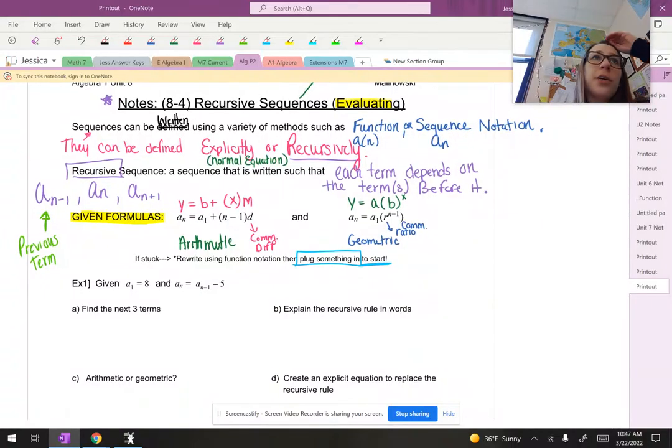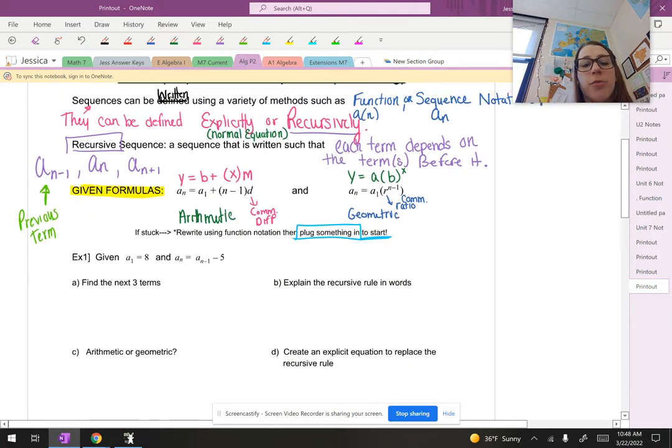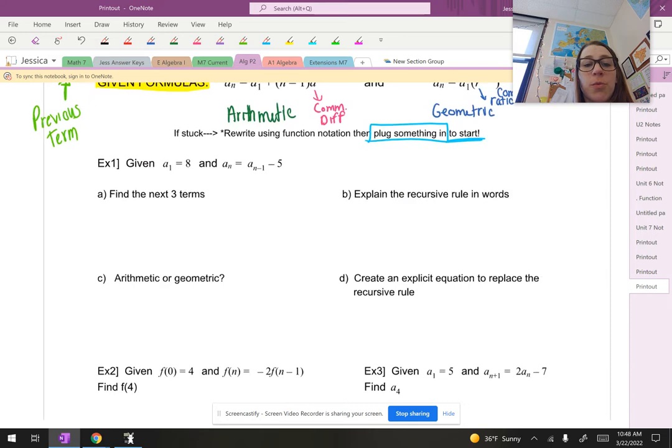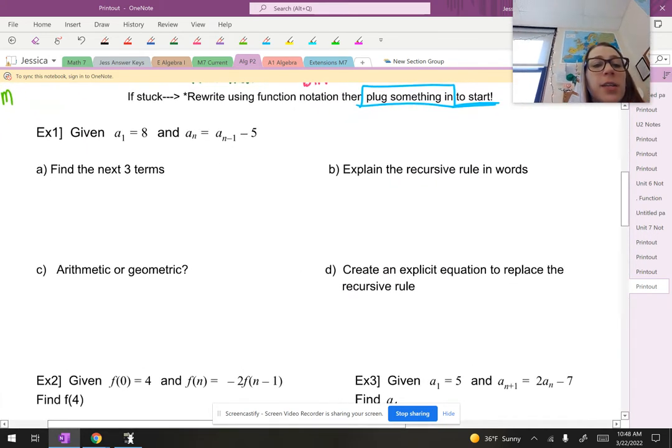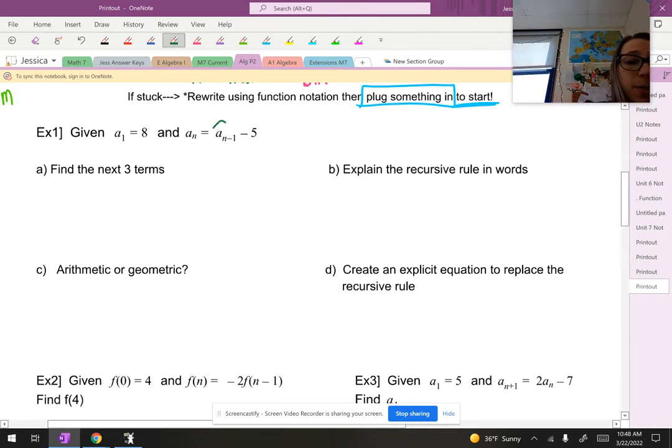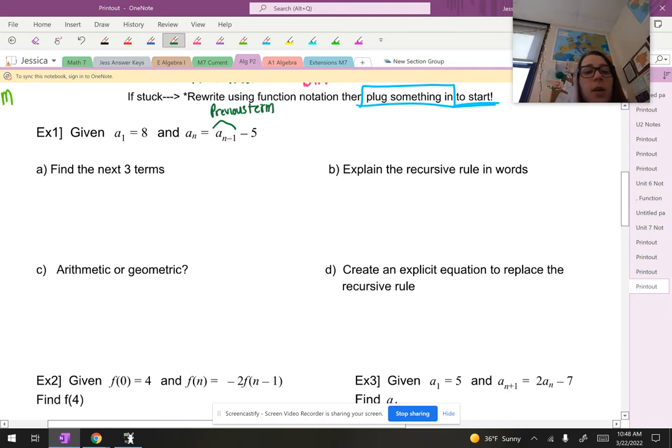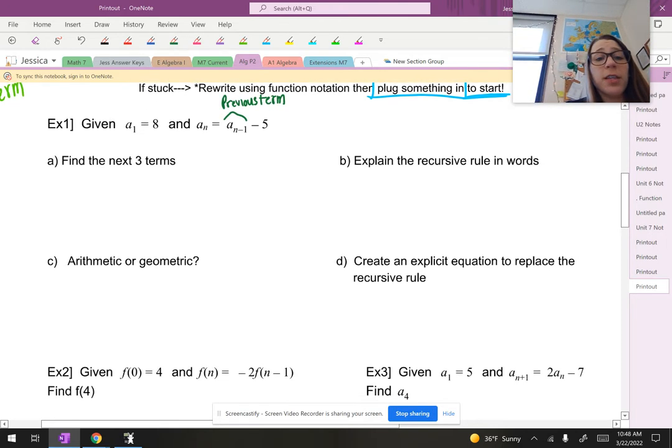All right, here we are continuing on with algebra notes for 8-4. We're going to take a look at example number 1 here. So we are given a sub 1 is equal to 8 and a sub n equals a sub n minus 1 minus 5. So remember that a sub n minus 1 is just talking about the previous term, the term that came before a sub n. So find the next 3 terms.